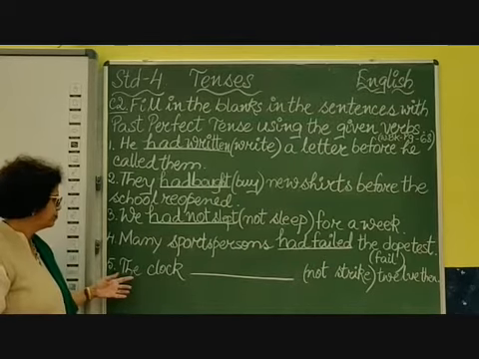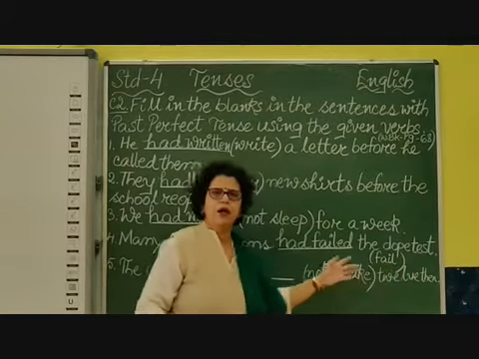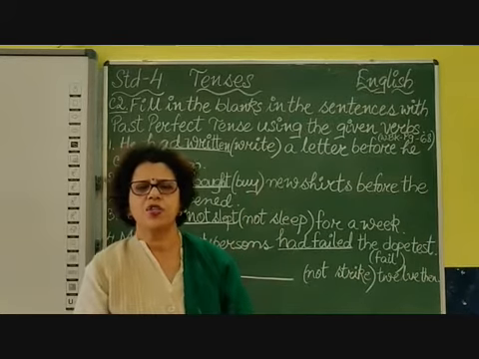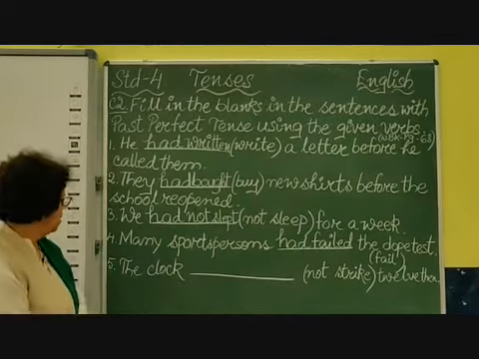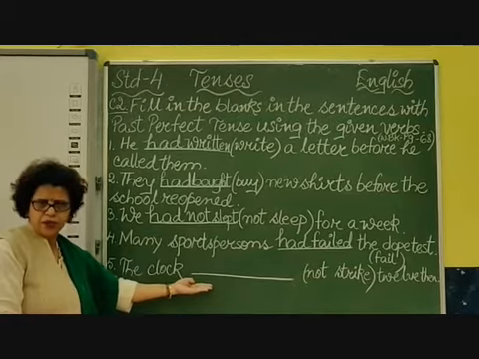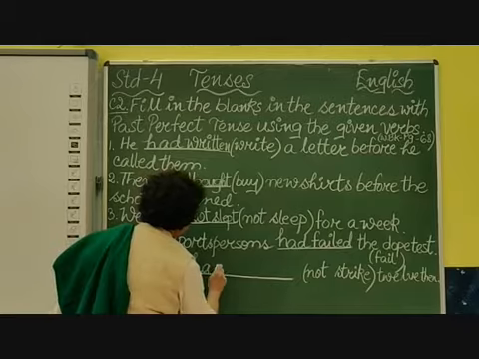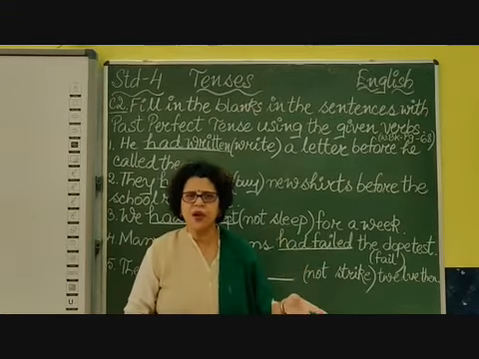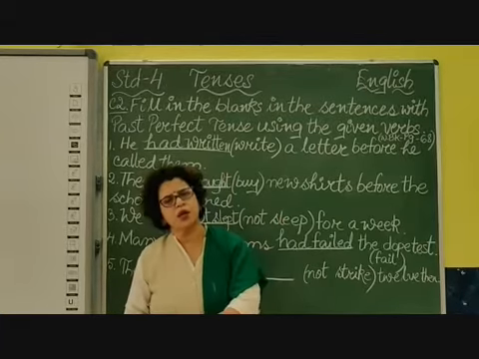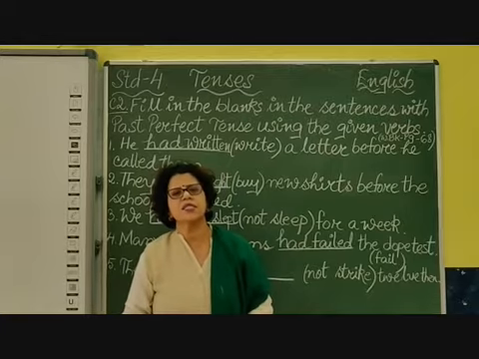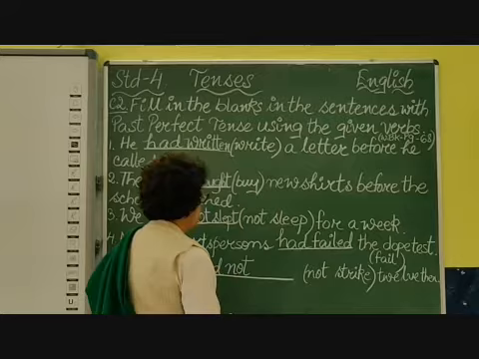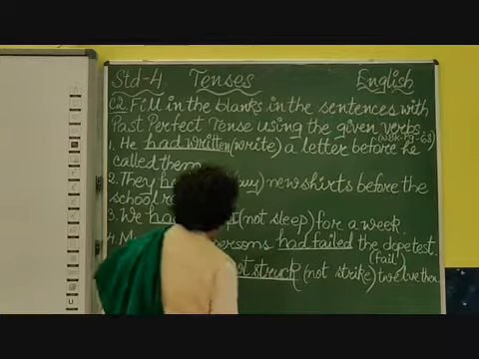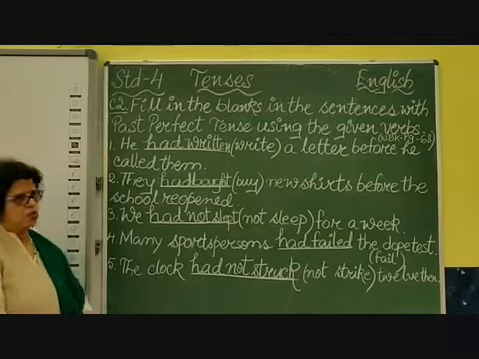And fifth one, the clock dash not strike 12 then. This is also a negative sentence, 12 then, maybe the story of Cinderella, where the clock struck 12 and she had to leave and she left her glass slipper and all that, that story. Okay, the clock, now you have to use had, as you know, for past perfect we use had. And then we use not because it is a negative sentence. Now the verb here is strike. Strike is V1, the base form. Strike, struck, struck. S-T-R-U-C-K. Struck.